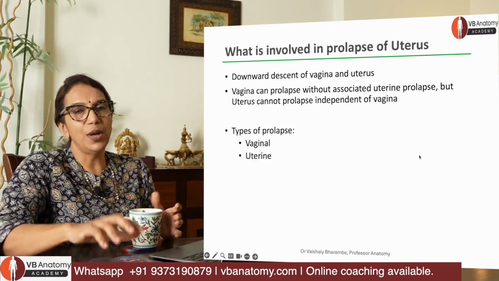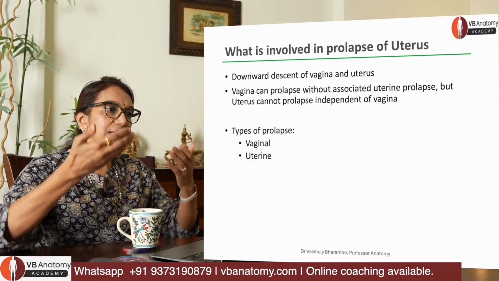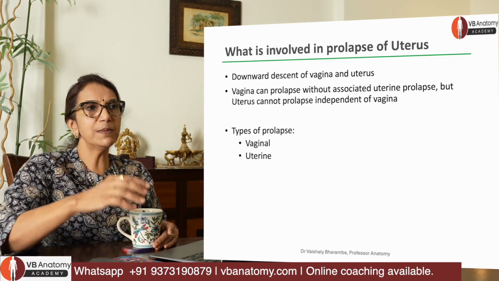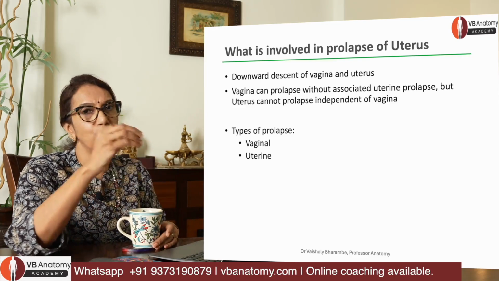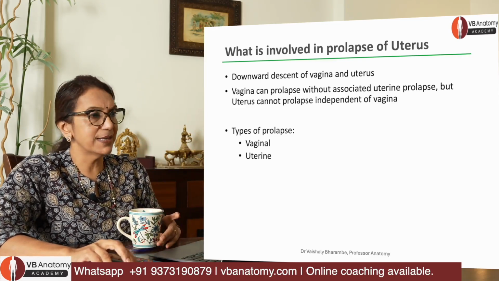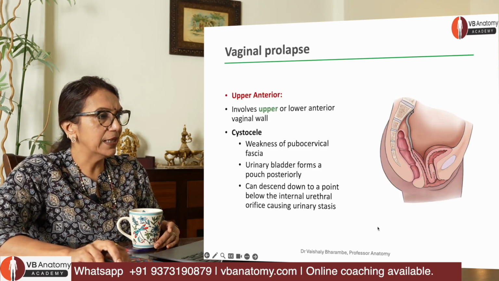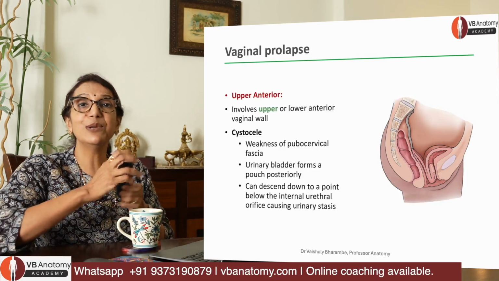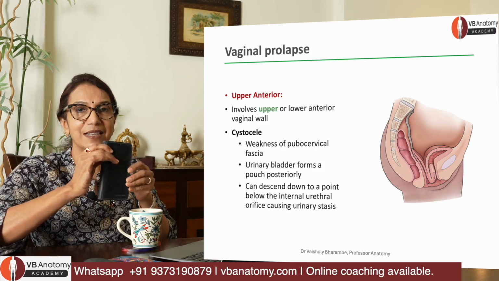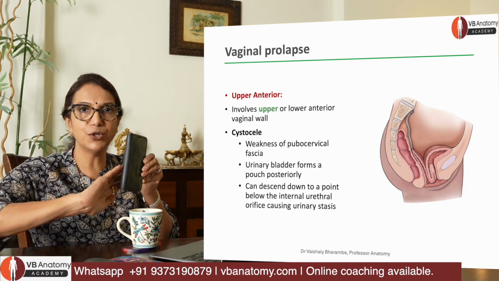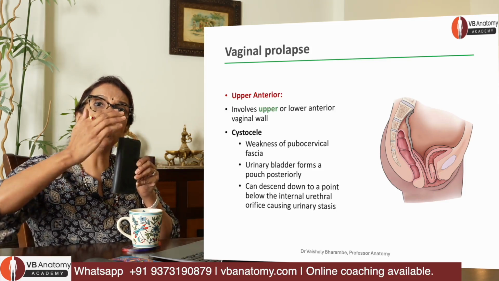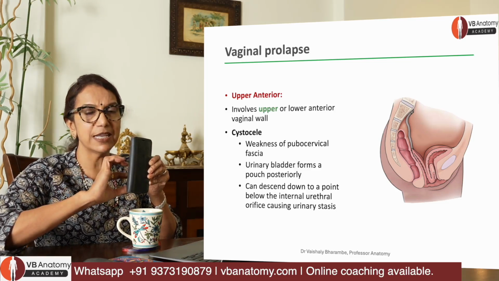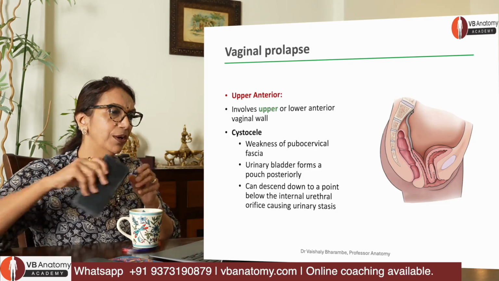So what is involved in prolapse of uterus? When there is a downward descent of vagina and uterus, you call it a prolapse. But the prolapse can be purely vaginal or it can be along with the uterus. Let's use images to understand. Here, just imagine that your cell phone is the vagina. The anterior wall can prolapse or the posterior wall can prolapse. In the anterior wall again, it can be the upper part prolapsing, or the lower part prolapsing. Same in the posterior wall as well. So now with this, take a look.